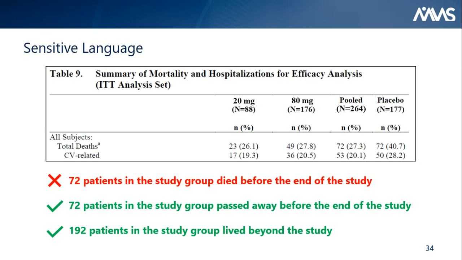So an example of how to use sensitive language is in how to describe deaths that occurred during a study. So it could be seen as insensitive to state that 72 patients died during the study, especially if this was a pediatric study. A more sensitive choice would be to state that 72 patients passed away, or to simply report the number of patients who survived the study instead of the number of patients who died.